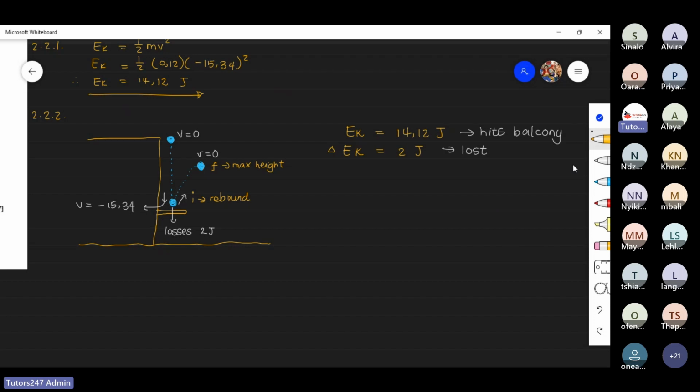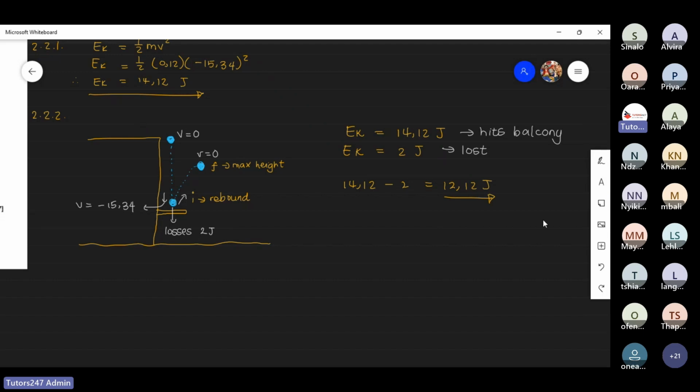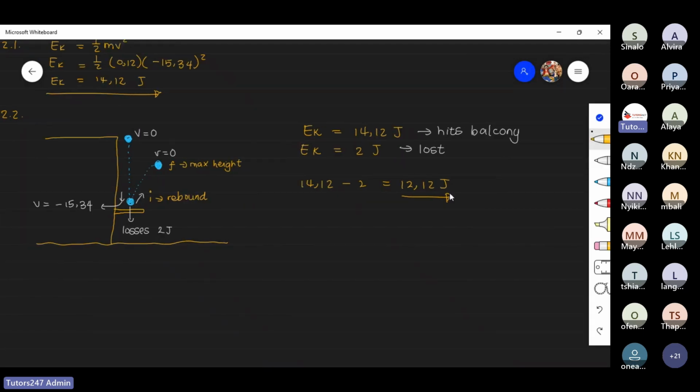So we are going to do the exact same thing with this. We're going to take the amount of energy we initially had, which is 14.12, subtract what we lost, which is 2 joules, and that then gives us the amount of energy that is left behind. So this object leaves the balcony with an energy of 12.12 joules. So this is the rebound energy.